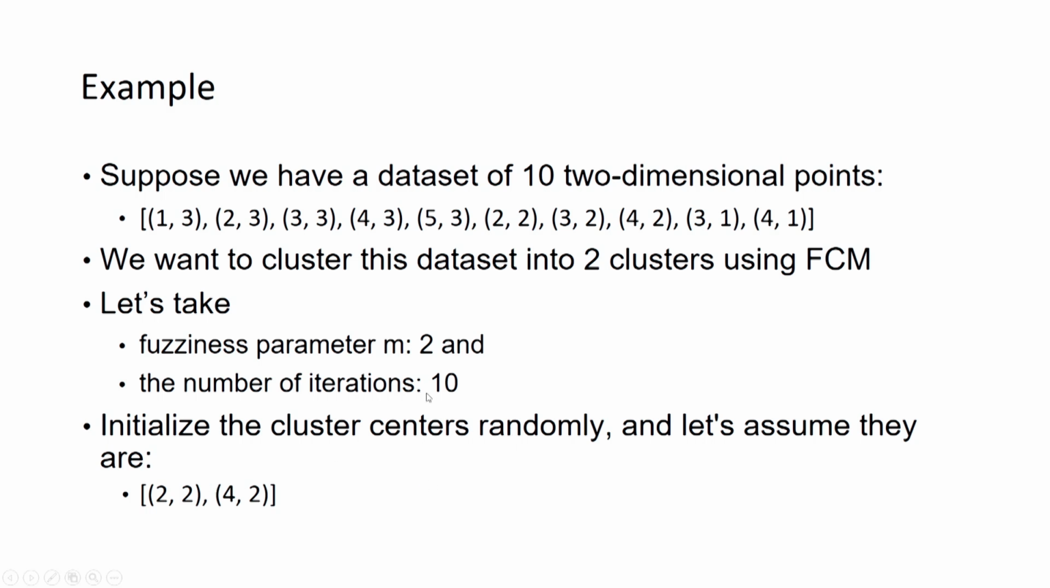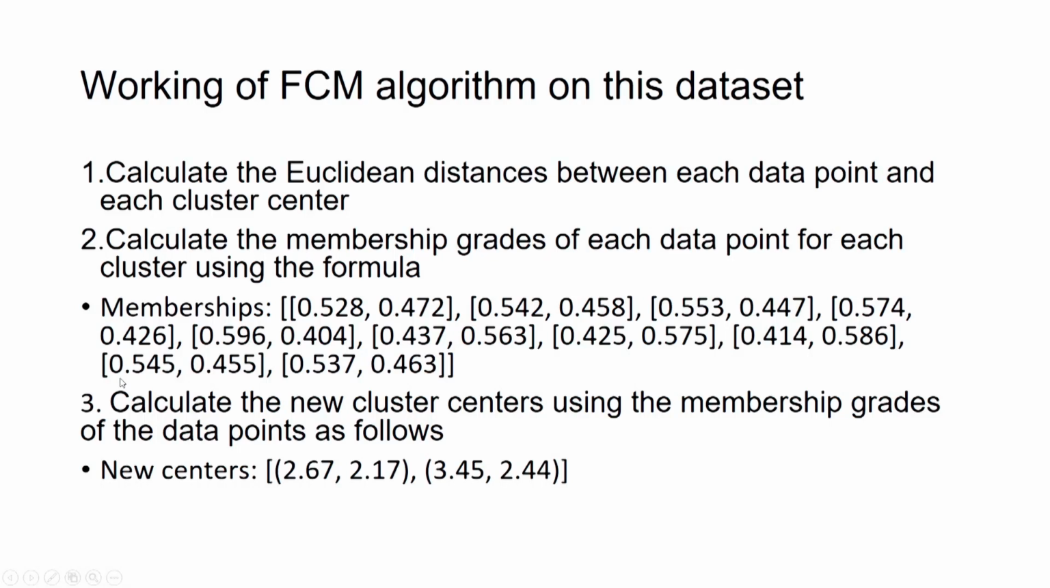So, for your cluster centers, since we finally want 2 clusters, we will take 2 points as cluster centers, and we are assuming (2, 2) and (4, 2). These 2 points we are assuming as cluster centers. After deciding the centroids of these 2 clusters, we will need to calculate the distance between each data point and these cluster centers. We can take any distance; we can use Euclidean distance also.